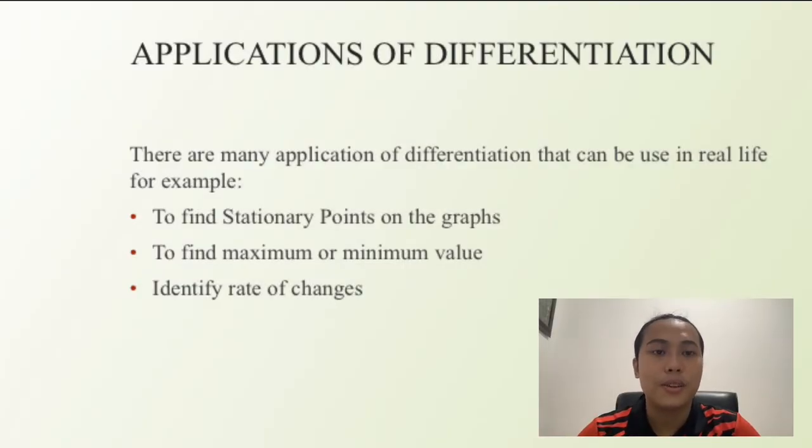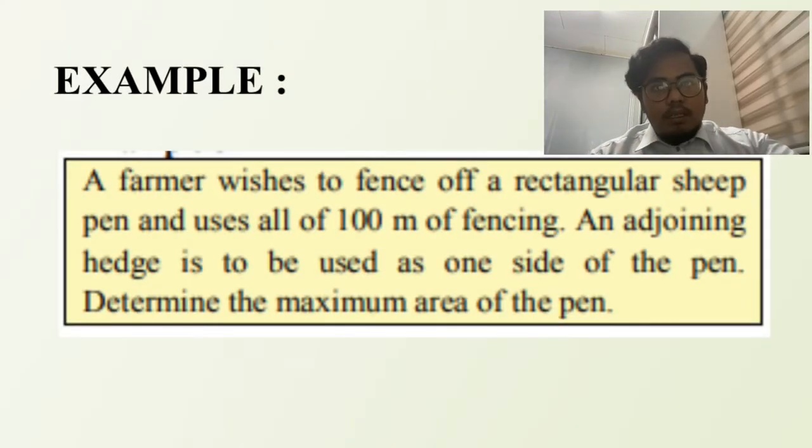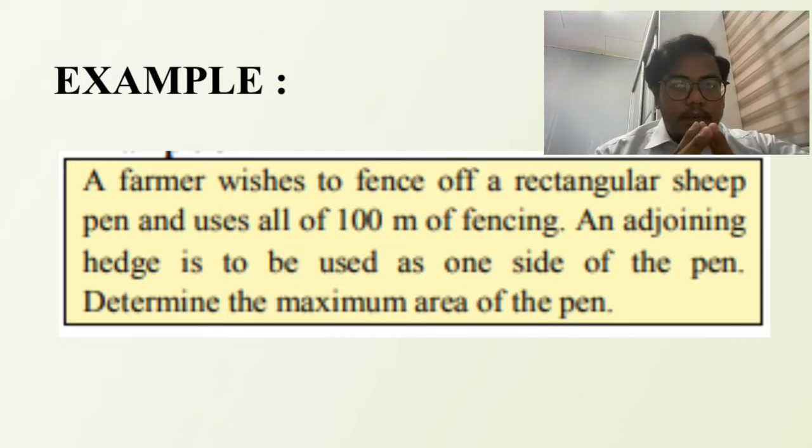Next is the application of differentiation. There are many applications of differentiation that can be used in real life. For example, to find stationary points on a graph, to find maximum and minimum values, and the last one is to identify rate of change. The question is: a farmer wishes to fence off a rectangular sheep pen and uses all of 100 meters of fencing, and an adjoining hedge is to be used as one side of the pen. Determine the maximum area of the pen.